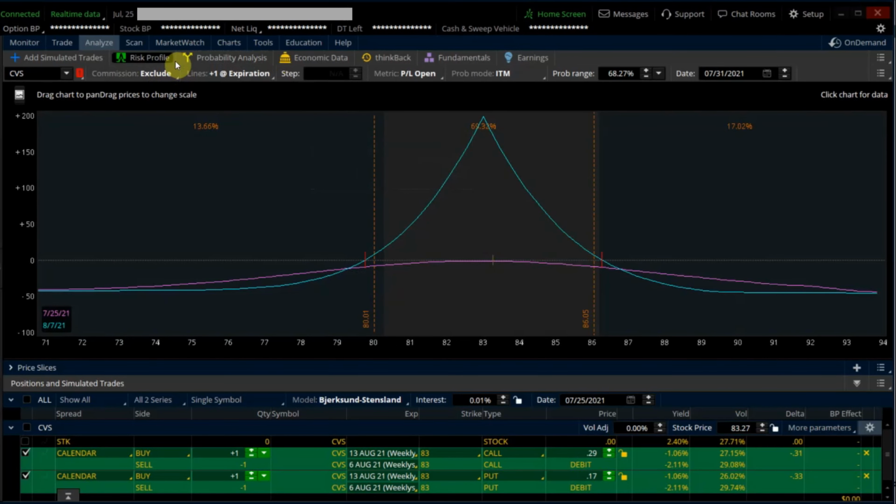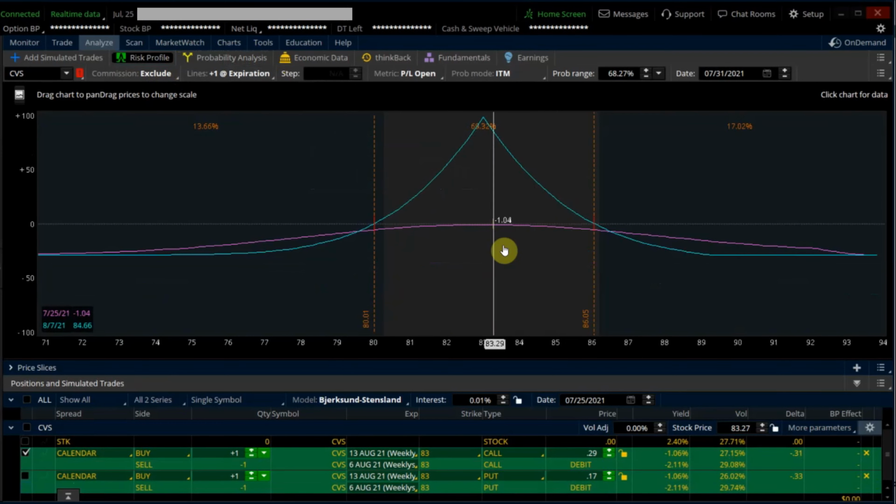So this is the P&L chart for my calendar spread. Right now I have two calendar spreads selected. One is the call calendar spread and the other is the put calendar spread. For the purpose of this demonstration, I'll focus just on the call calendar spread. If you look at the P&L chart of the call calendar spread, the pink line represents my P&L as of today, which is the 25th of July, even though today is a non-trading day, and the green line shows how my P&L chart will look on the 7th of August.